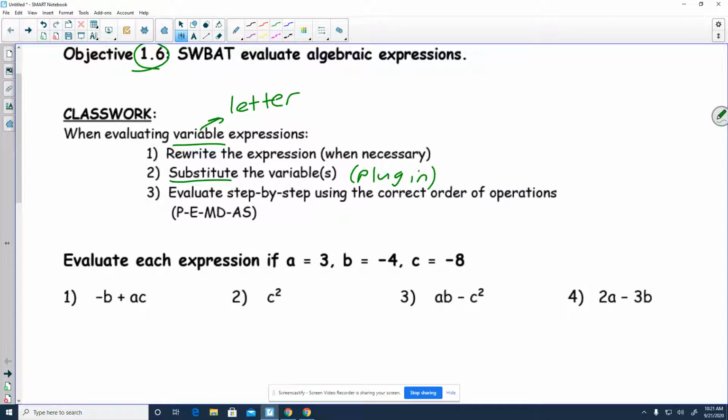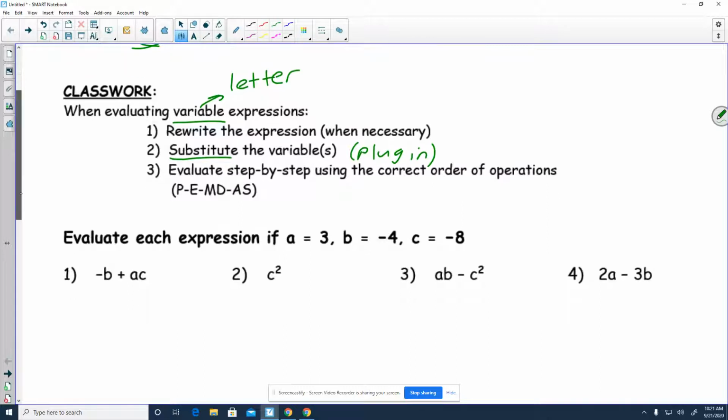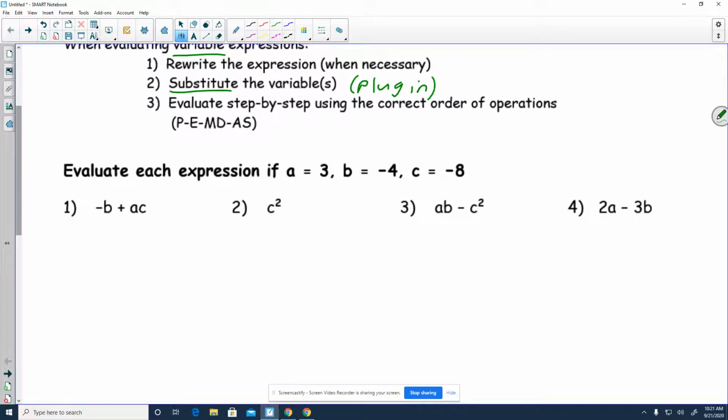And then we're going to evaluate step by step using the correct order of operations, or PEMDAS, which we talked about in objective 1.5. So let's take a look at what we mean by this. For the first set of problems, we have: evaluate each expression if A equals 3, B equals -4, and C equals -8.